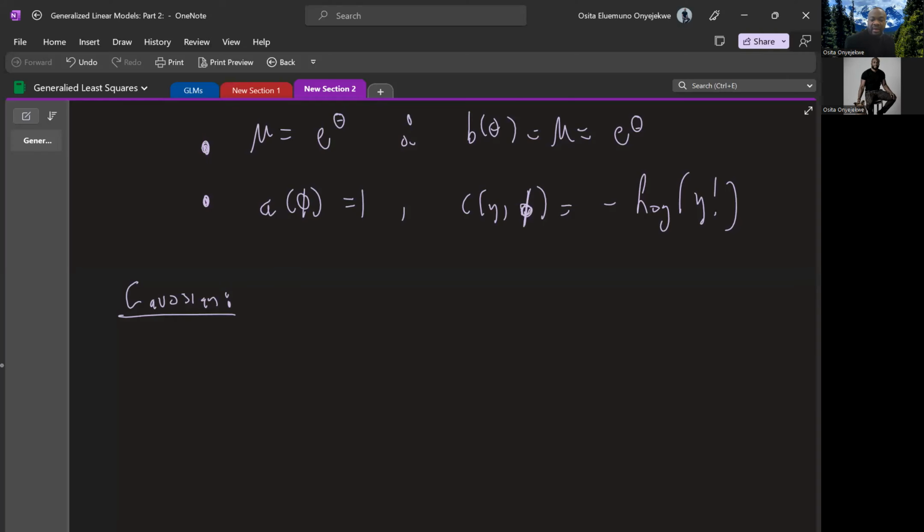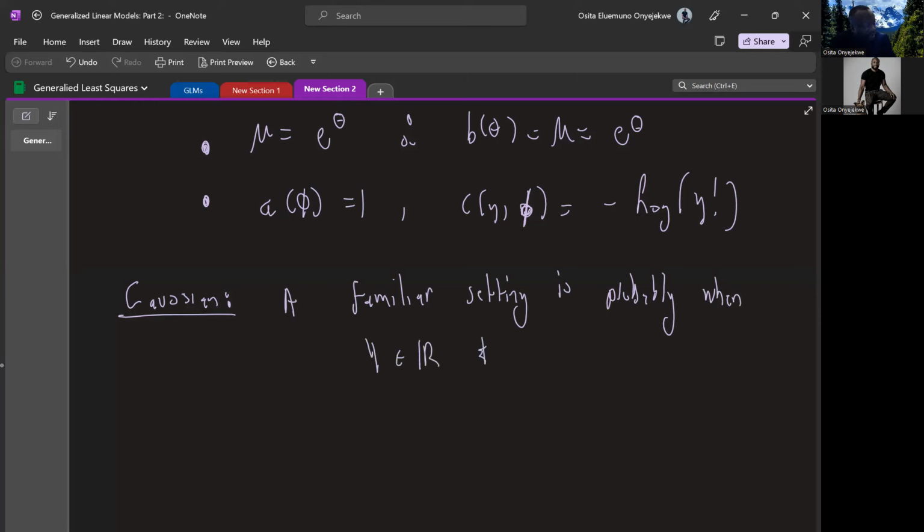Okay, welcome back. So for this portion of the lecture, we're going to be looking at the Gaussian distribution. So we begin by saying that a familiar setting is probably when y belongs to the reals and we model y given x as the normal distribution, mu sigma squared.